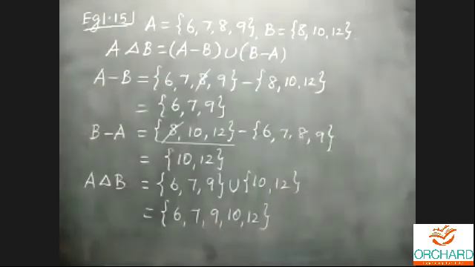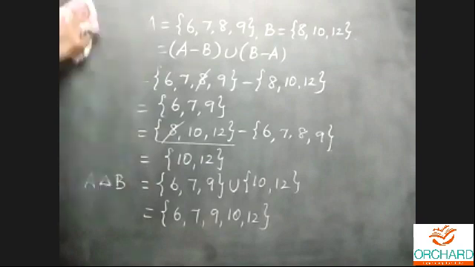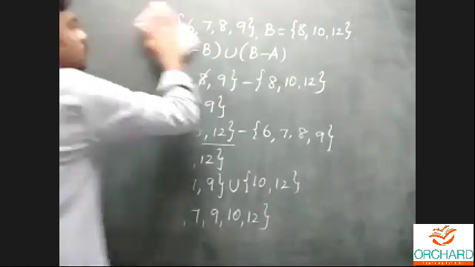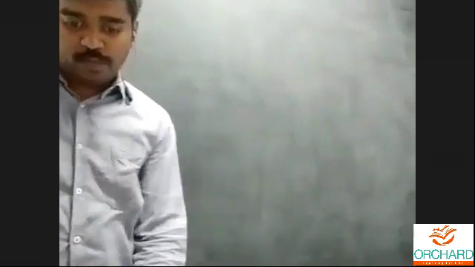The next exercise, number 1.3. I'll do the third problem. Next, I'll move on to the commutative property and associative property with one example. This is the idea for the symmetric difference between the two sets. Okay, exercise 1.3, third sum.